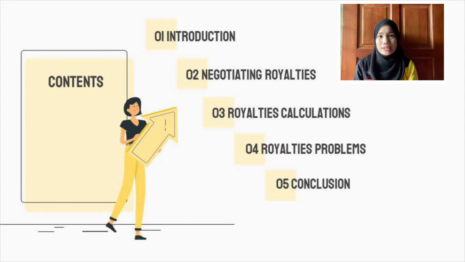The outline for this chapter is: the first one, introduction; the second one, negotiating royalties; the third one, royalties calculation; the fourth one is royalties problem; and the last one is conclusion.